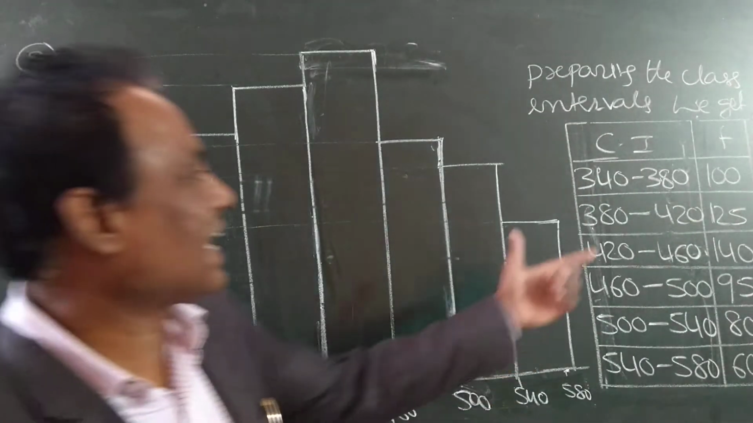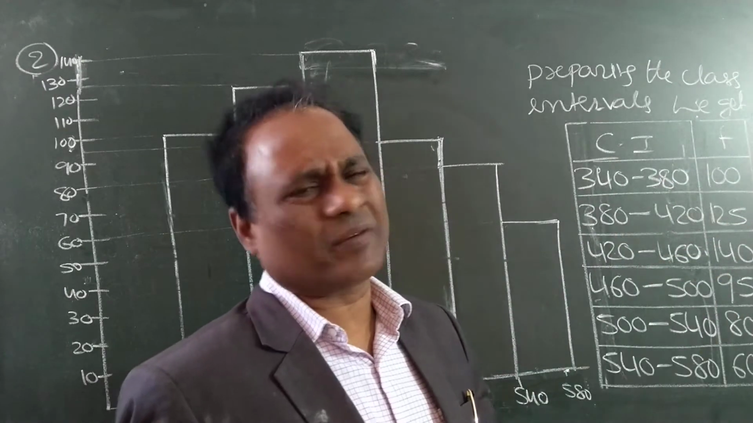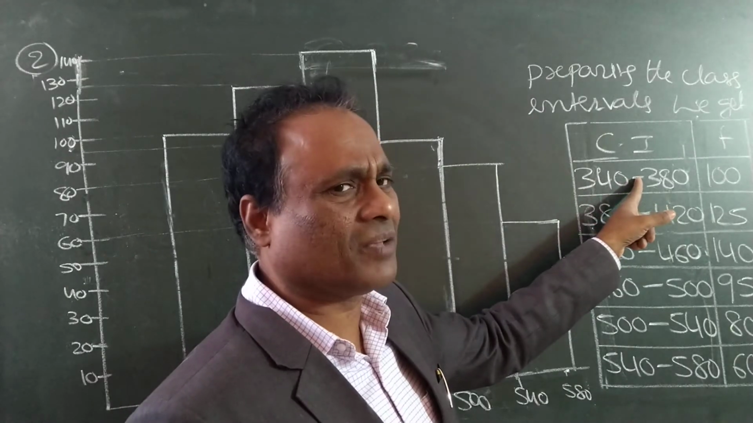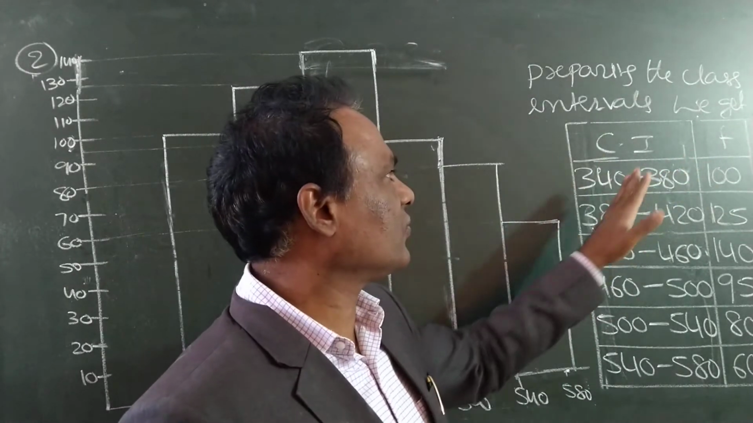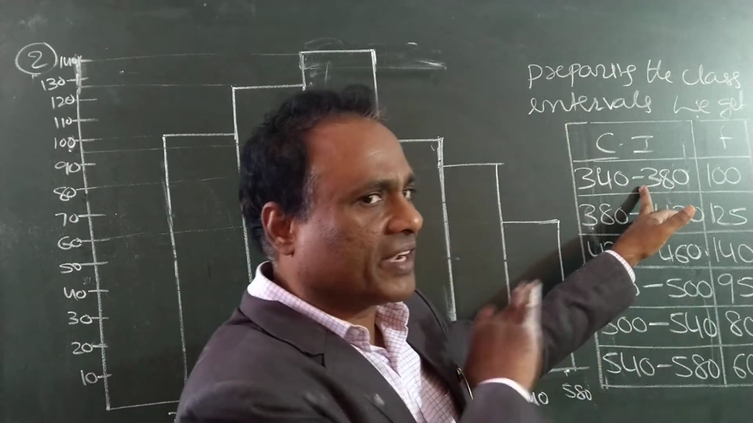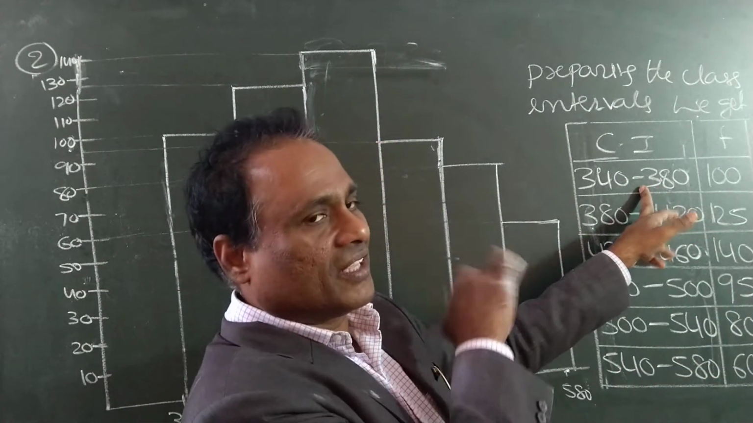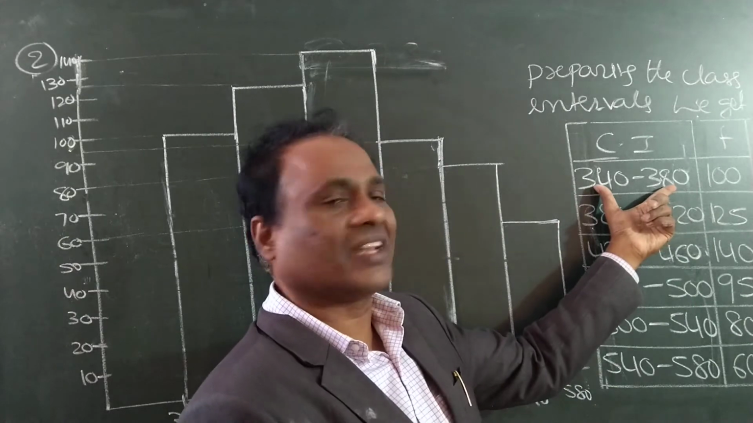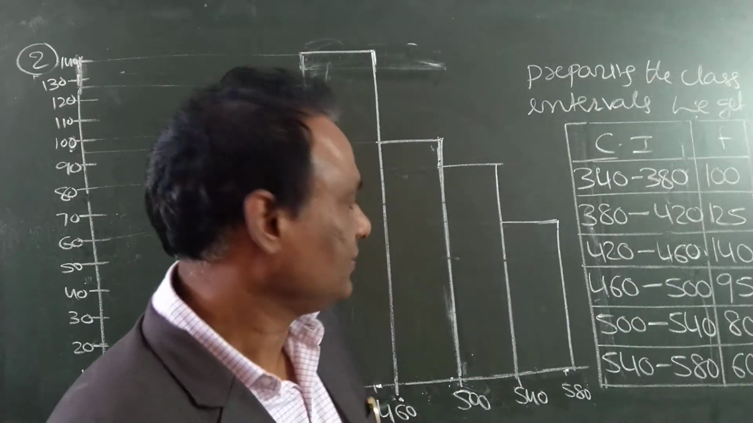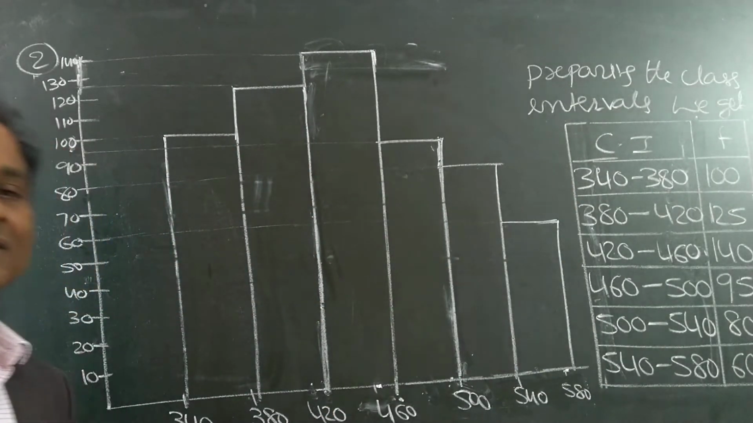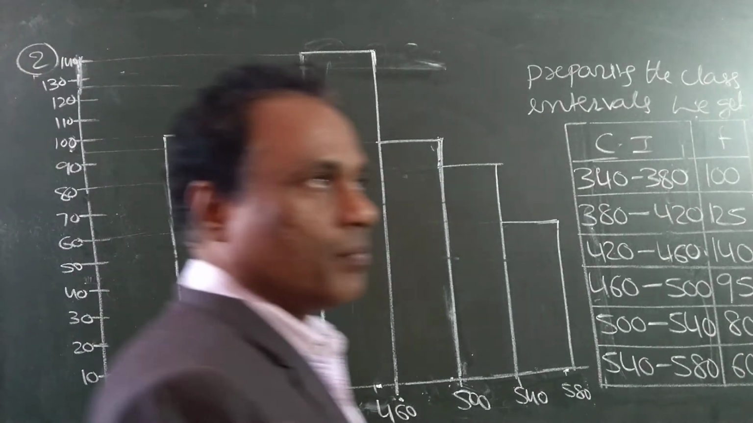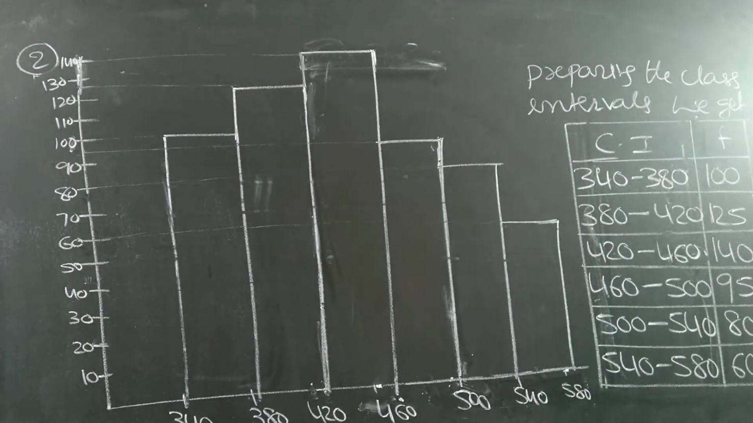Actually, in the given question, class intervals are not given. We can prepare them, because the mid value 360 means the difference is 40. So 360 plus 20, you add 20, you subtract 20. So the class interval becomes 340 to 380, like that. Complete this problem.